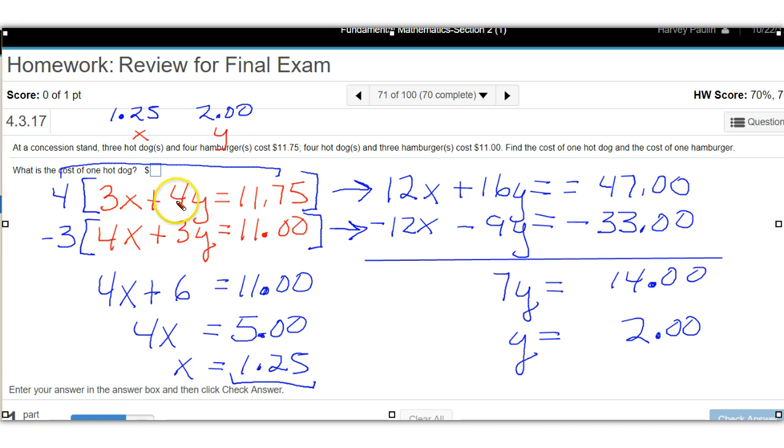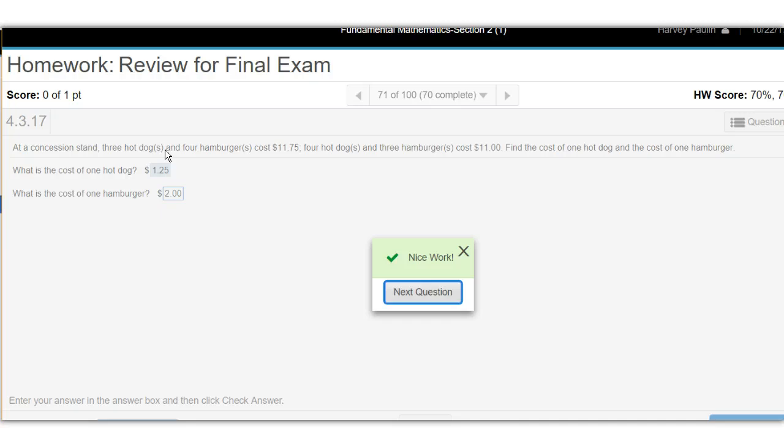Now, by the way, had I multiplied this equation by a 3, and this equation by a negative 4, the y's would have canceled out, and I would have found my hot dog first. So you have that option of going this way or that way, and eventually getting all your answers. And you need to put them in the right columns. The hot dog is $1.25, and the hamburger is $2. If you switch them around, of course, that would not be correct because these are ordered pairs.